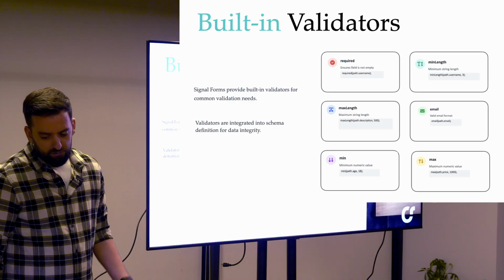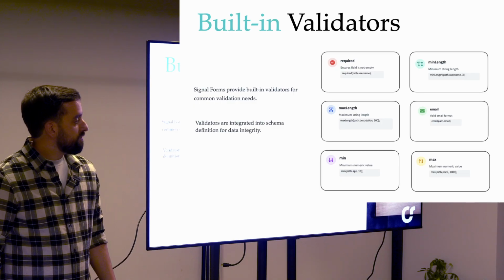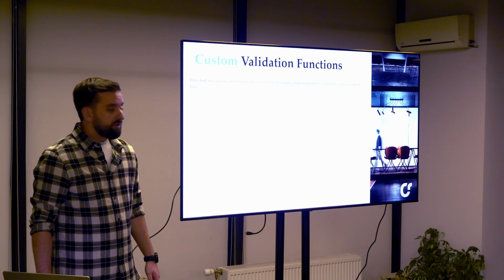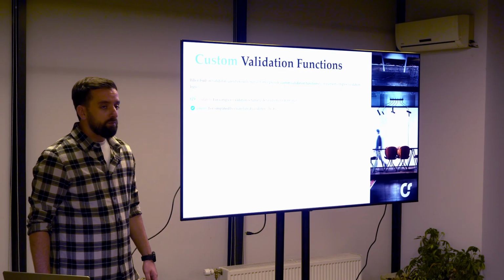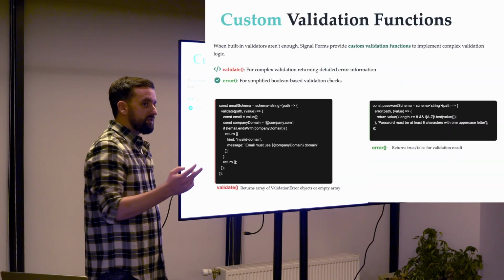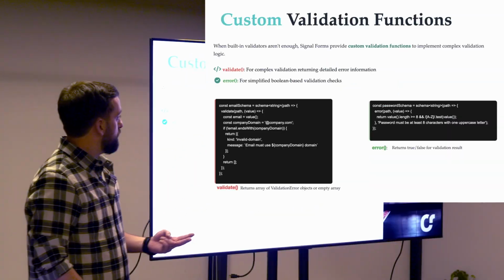From this point, we have the built-in validators, but can we also have custom validators? And the answer is yes, we can, because sometimes the built-in validators are not enough. Signal forms come with two types of validators. The first one is validate, and the second one is error. We have these two types for a reason.